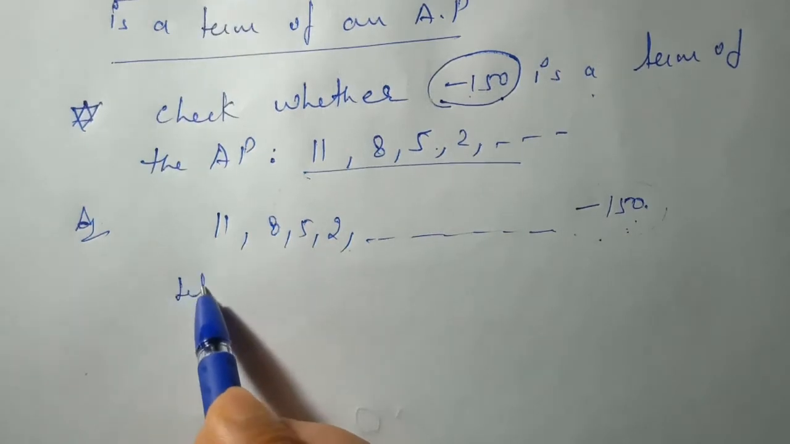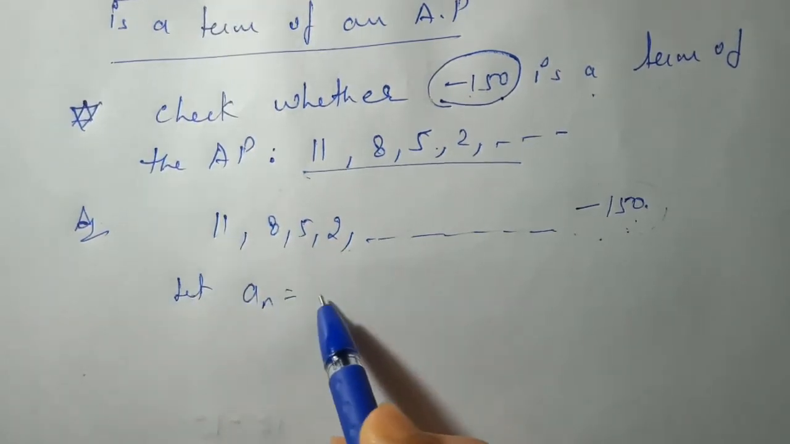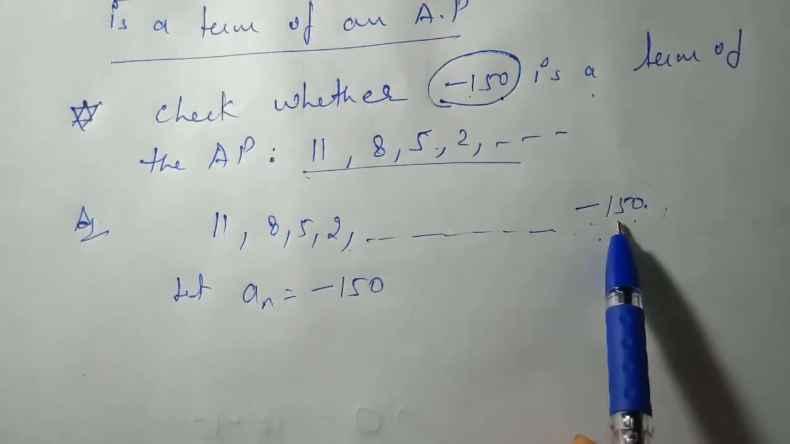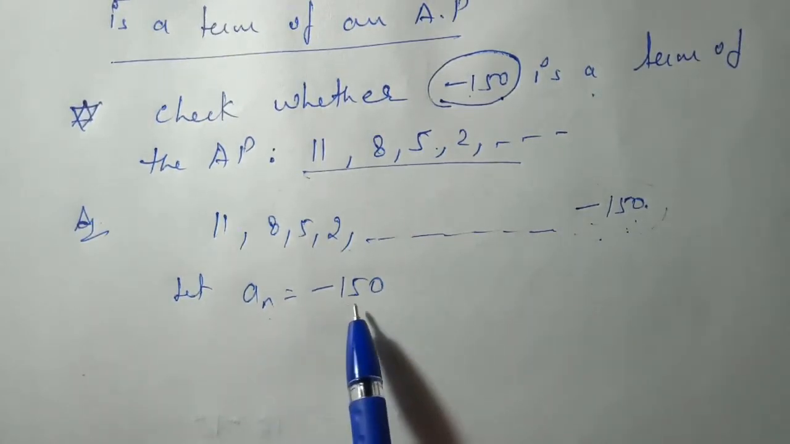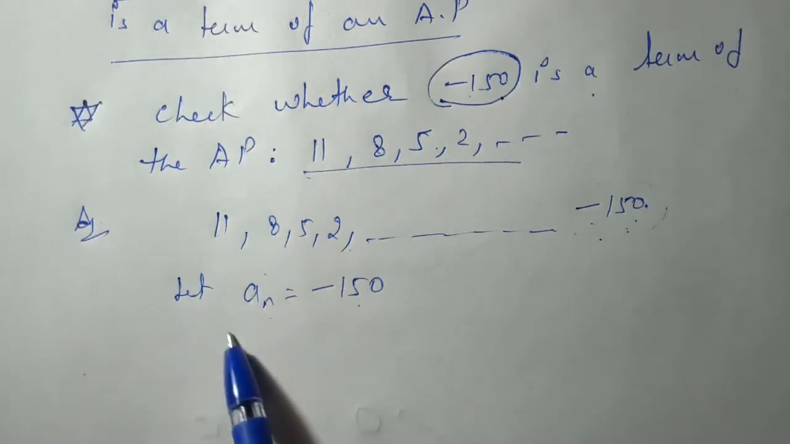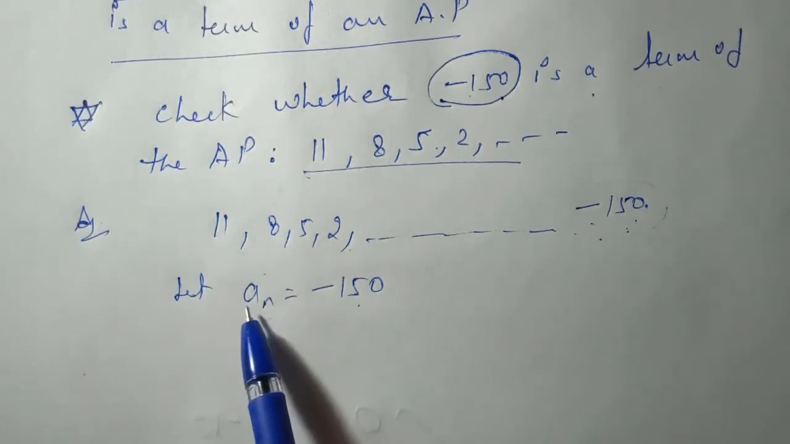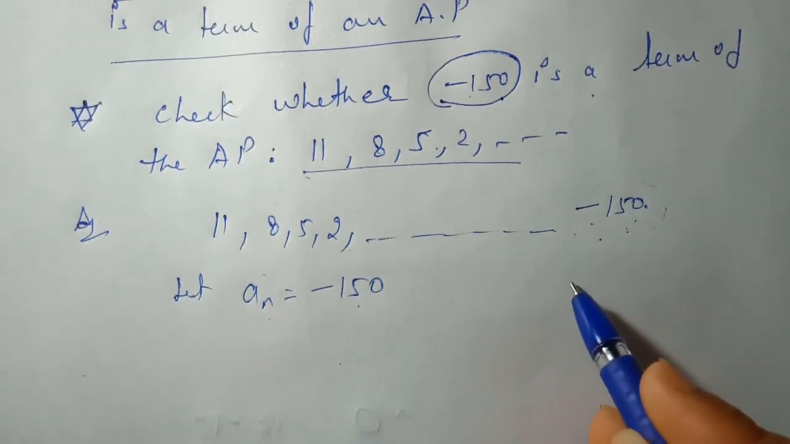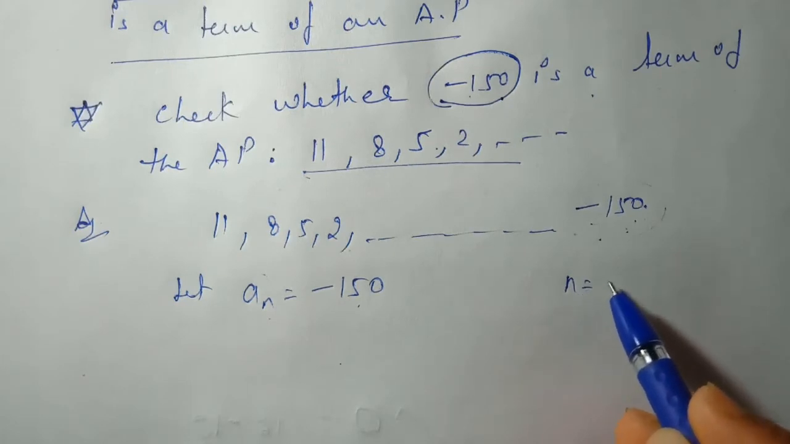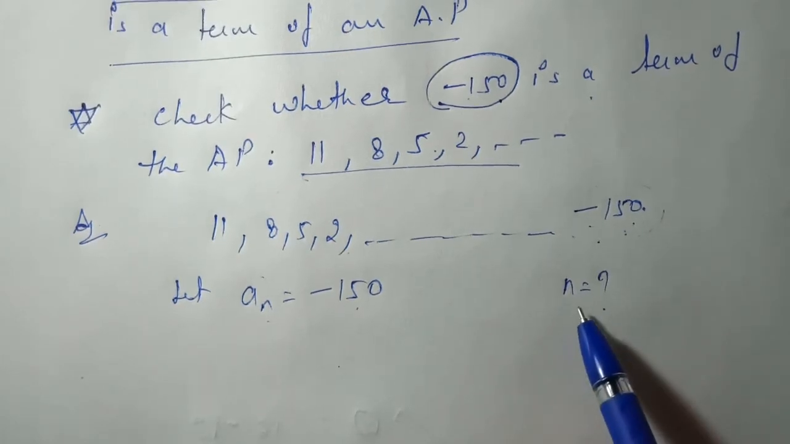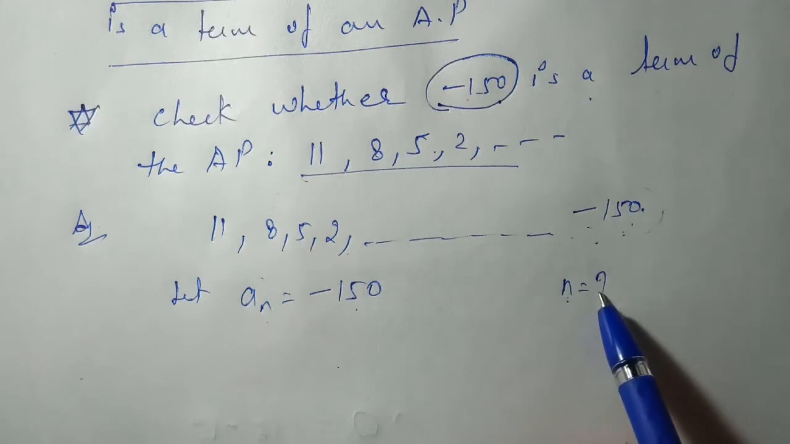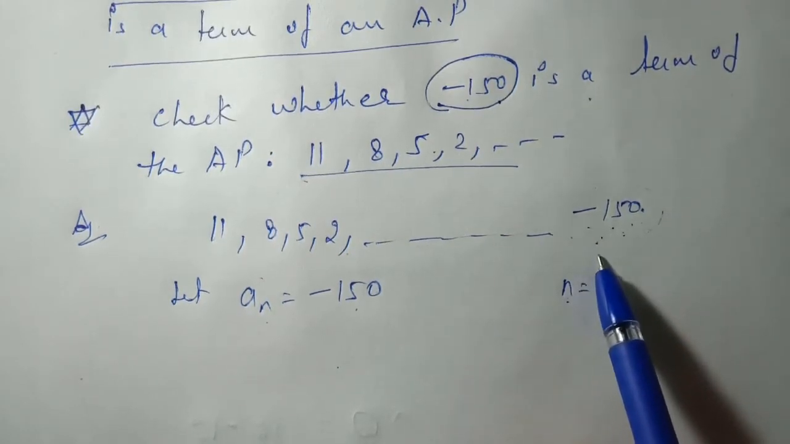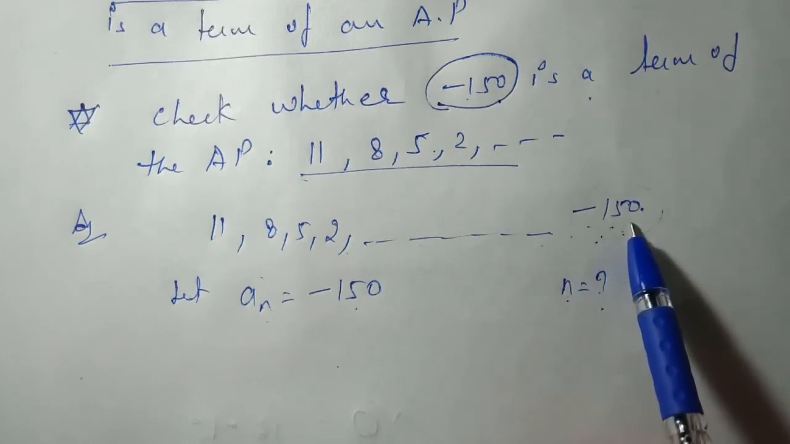So let an be equal to minus 150. We have assumed minus 150 as the last term. Now using the condition for the last term, we're going to solve it, and we have to find the value of n. Why do we have to find n? Because we have to find its place in the series.